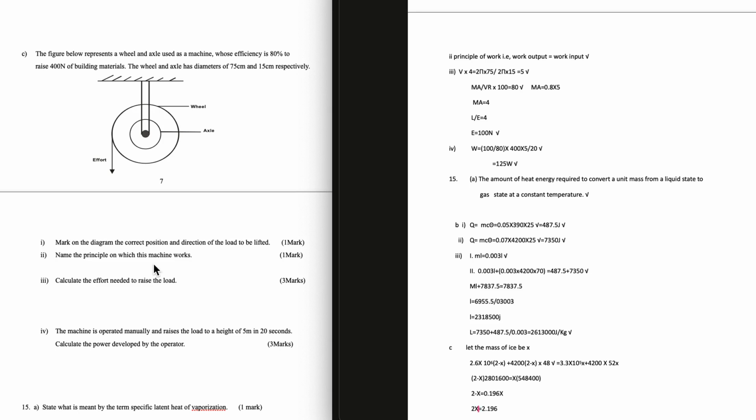Roman 3. Calculate the effort needed to raise the load. This is how you calculate the effort. Roman 4. The machine is operated manually and raises the load to a height of 5 meters in 20 seconds. Calculate the power developed by the operator.